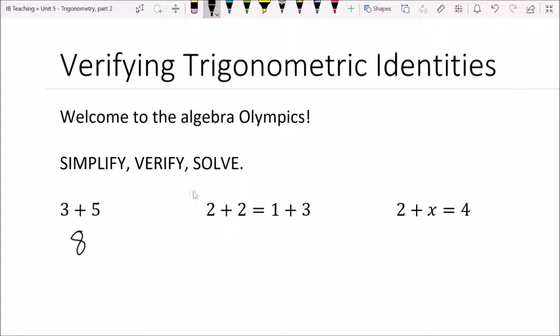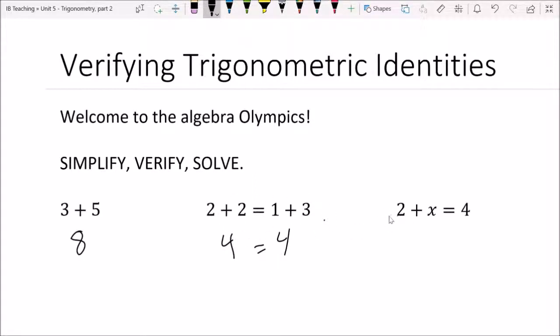What about the next one? Verify. Verify would be the same as simplify, but you're going to do it on both sides. So now it's an equation. Like 2 plus 2 is 4, and 1 plus 3 is 4. Because we can see that 4 is the same as 4, we verified that this initial equation is true.